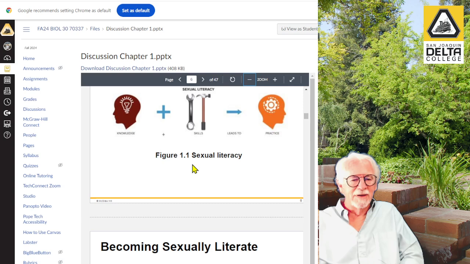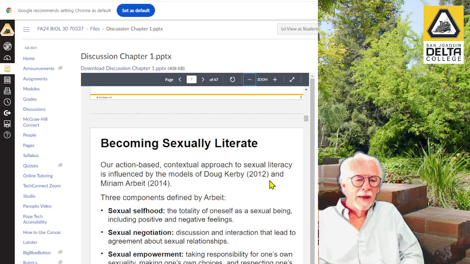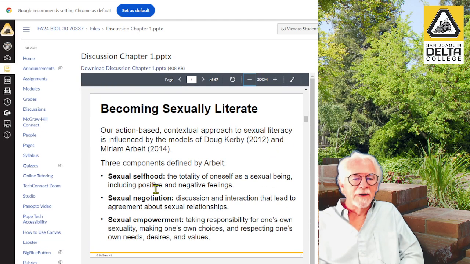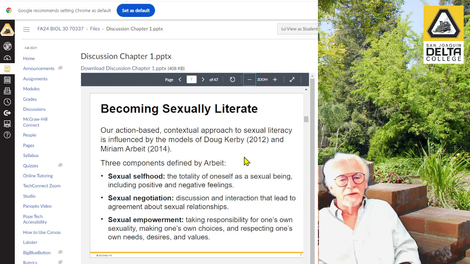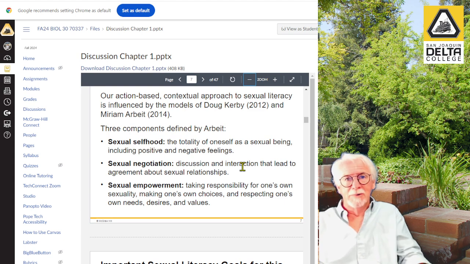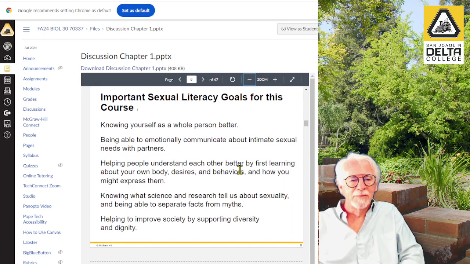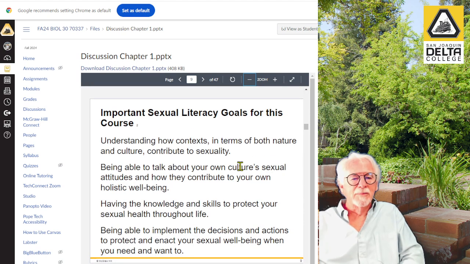I'm not going to read these for you. You're going to see all this, and you can read them at your own pace. But what we do know is that knowledge and sexual literacy, which is really skills, lead to healthy practice. How do you become sexually literate? This is all in the textbook. That's why I'm not reading this, because you've read the textbook too. You can't just survive on the PowerPoints. You need to read the book. PowerPoints are just references for you to go back to, and also to get to the discussion topics.